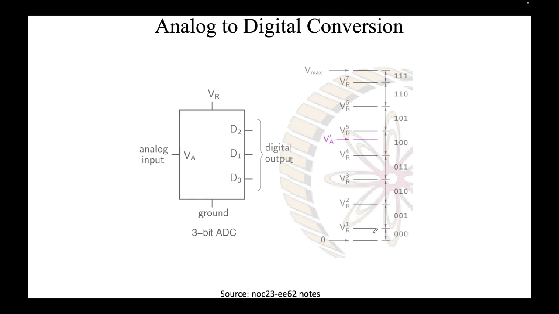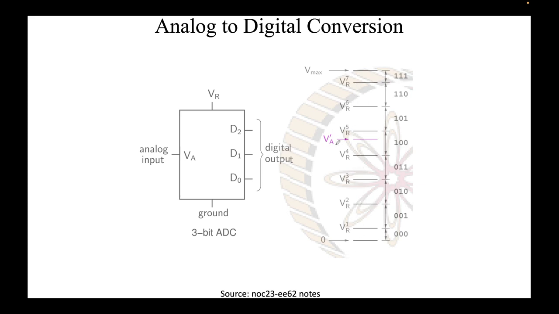And if anything comes in between them, for instance, let's say some analog value rises here, these are some different references: VR7, VR6, VR5, VR4, 3, 2, 1. In order to achieve a value of, let's say, 001, the analog input has to rise to at least above VR1. We have to compare whatever the input is, in this case VA prime, with these 7 reference voltages. There should be 8, the 8th one is 0.